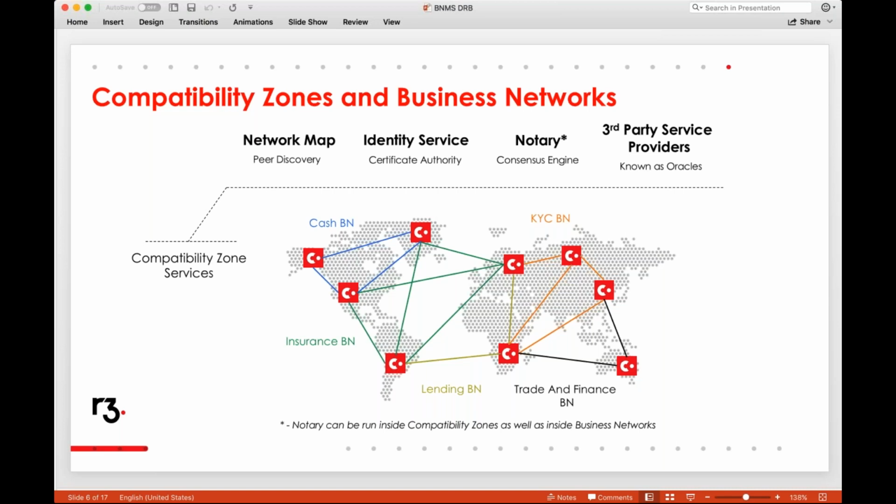From the top of the slide, you see a set of services which Mike and Richard briefly mentioned before, which belong to the compatibility zone. The first thing is obviously the network map for peer discovery, then the identity service, which acts as certificate authority, and the notary as consensus engine. As you see, the notary is marked with a star. So the notary can be run on the compatibility zone level as well as on the business network level, and we will talk about this a bit later on. And also the compatibility zone can contain some third-party service providers, which are known as oracles.